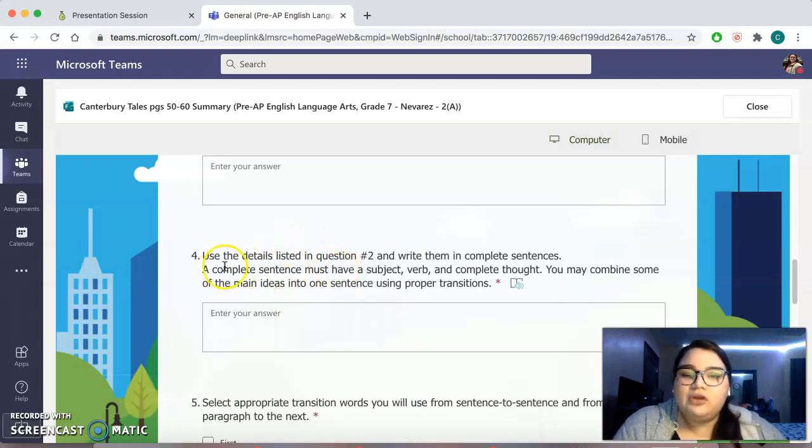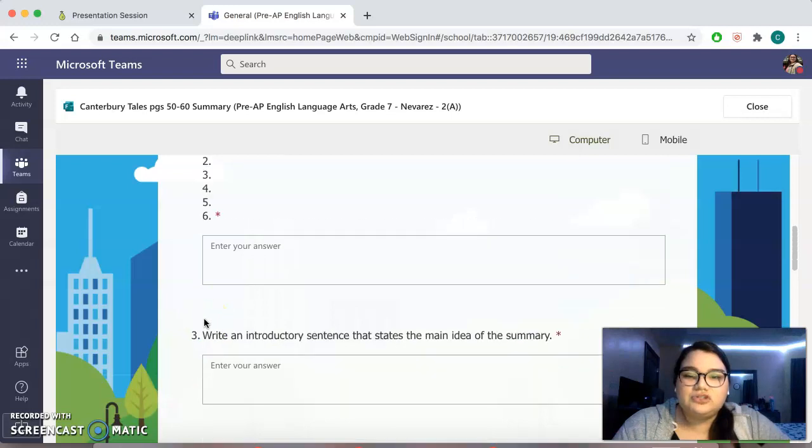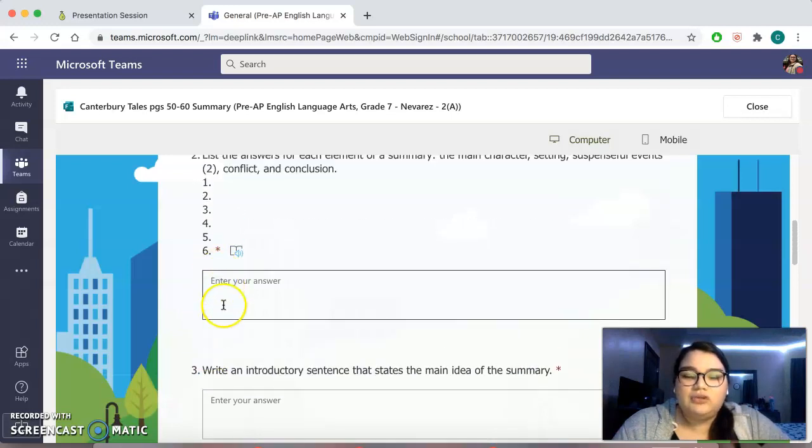Then we have number 4: use the details listed in question number 2 and write them in complete sentences. A complete sentence must have a subject, verb, and a complete thought. You may combine some of the main ideas into one sentence. Use proper transitions. Well, Ms. Navarez, I don't know what you mean by that. All I'm asking you to do is to go back to question 2 and see what you wrote down.